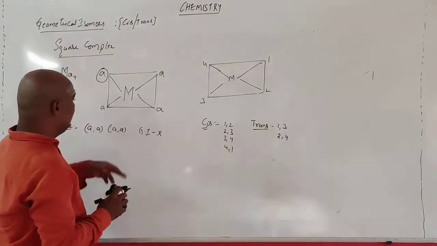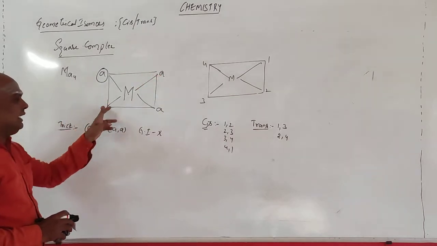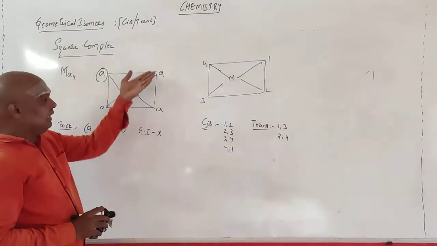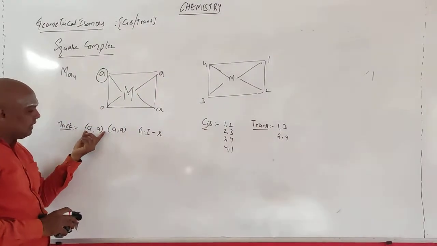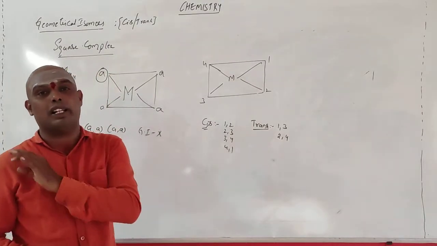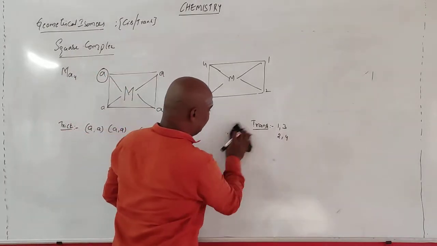Clear? Take the opposite things. A, this one opposite A. You are getting this combination. If you interchange this one here and this one here, what will be the combination again? A only. This one is still repeating. Whenever the same is repeating, there are no geometrical isomers. Clear with this? Right. Let me take one more.